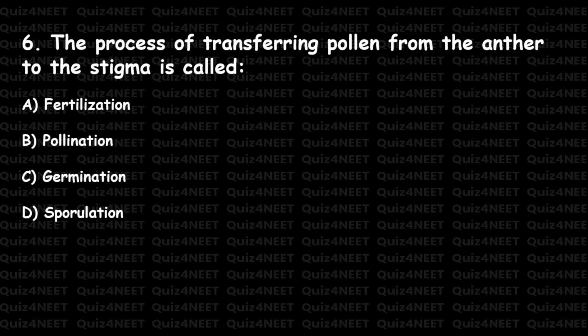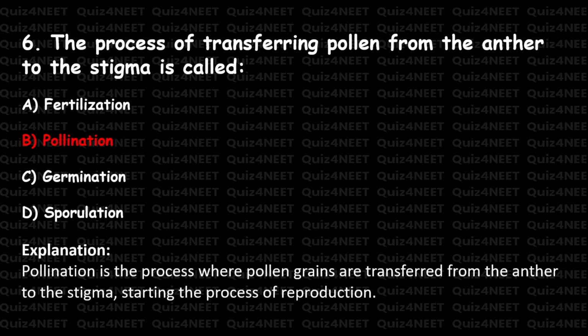6. The process of transferring pollen from the anther to the stigma is called A. Fertilization, B. Pollination, C. Germination, D. Sporulation. Right answer, B. Pollination. Explanation. Pollination is the process where pollen grains are transferred from the anther to the stigma, starting the process of reproduction.